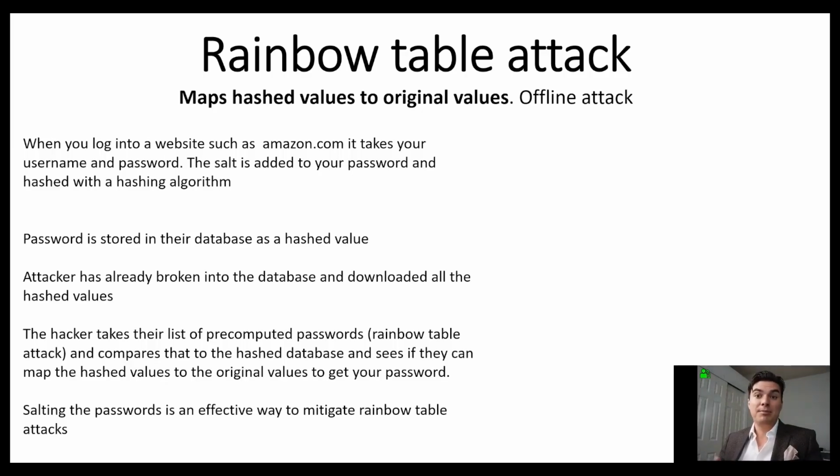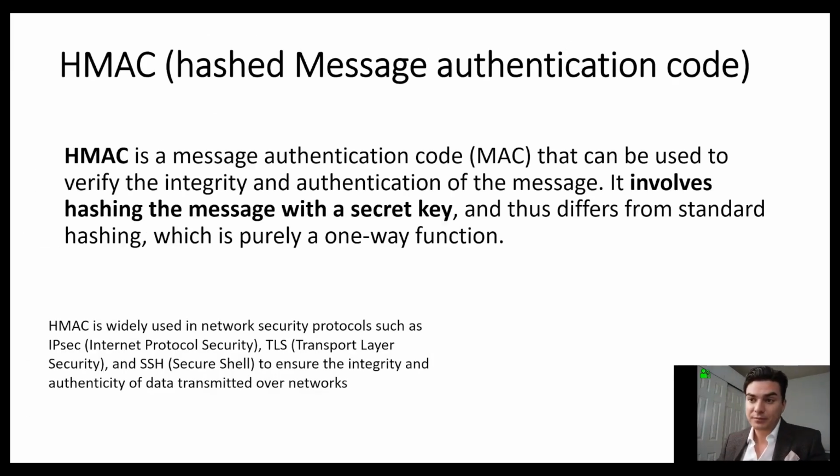Now they're taking their pre-computed list, which is the rainbow table of hash values, and comparing that to the hash values that they've stolen of that database. And they're looking to see if they're able to map that to a plain text, to be able to log into one of these systems with your username and password. Salting can be an effective way to mitigate against rainbow attacks, but it doesn't guarantee that.